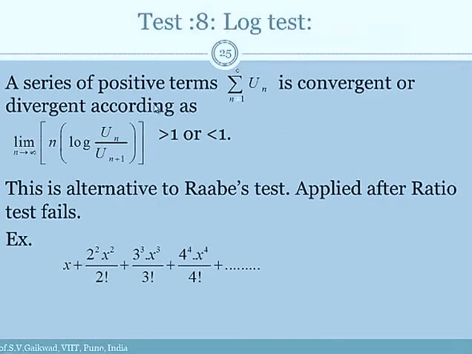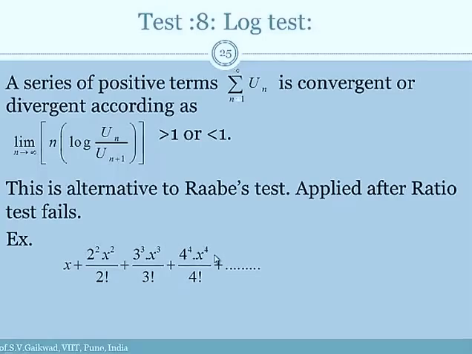This is now the log test. Actually, this is an alternative to Raabe's test. So if the ratio test fails, we can apply the log test. The series of positive terms is convergent or divergent according as the limit of n log of u n upon u n plus 1 is greater than 1 or less than 1. So if the limit is greater than 1, the series is convergent; if the limit is less than 1, the series is divergent. As I told just now, this is an alternative to Raabe's test, so apply it after the ratio test fails.